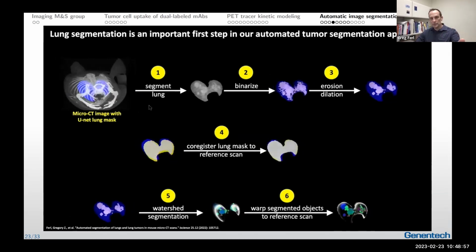So the first thing we do is isolate the lungs. Within that space, you have, for the most part, just tumors and blood vessels. We go through a standard series of image processing steps, watershed segmentation here, number 5. And then we end up with an object map that has all the discrete objects within the lung space.